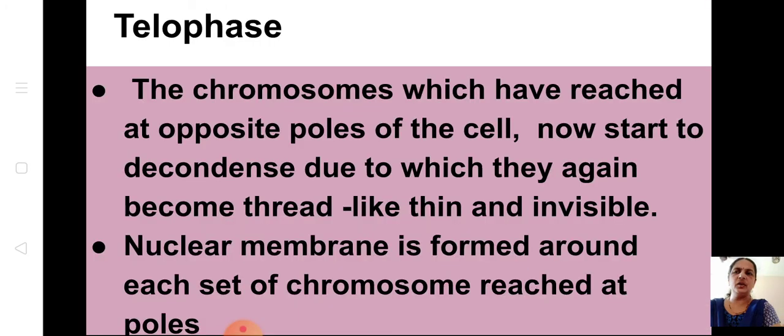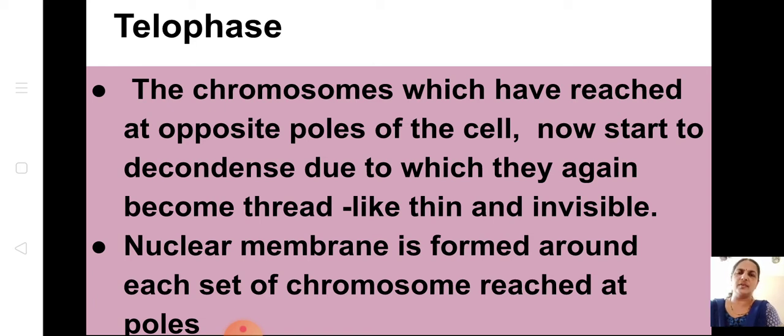In telophase, the chromosomes which have reached the opposite poles of the cell now start to decondense, due to which they again become thread-like, thin and invisible, and a nuclear membrane is formed around each set of chromosomes reached at the poles. After this, the nuclear membrane starts to appear and it becomes thin and long, because it was condensed so much.